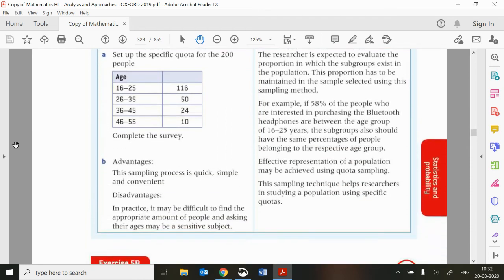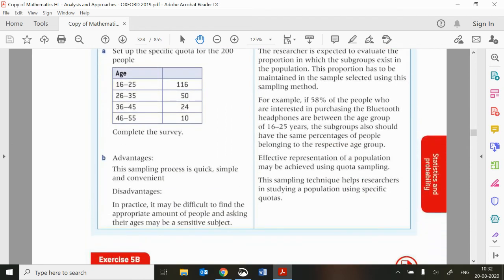Okay, so let's see what they say. They say the advantage is this sampling process is quick, simple, and convenient. Okay, so I guess the idea of constructing the sample is quick, right? So then the disadvantages, as it says, in practice, it may be difficult to find the appropriate amount of people, and asking their ages may be a sensitive subject. Okay, I didn't think of that. So asking people's ages could be sensitive there. Okay, yeah. Okay, well, there we go.